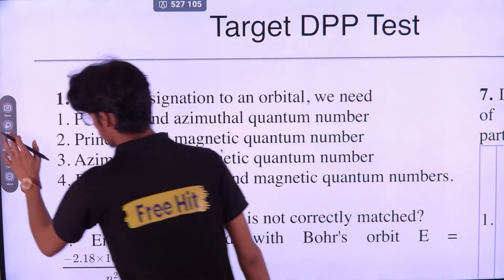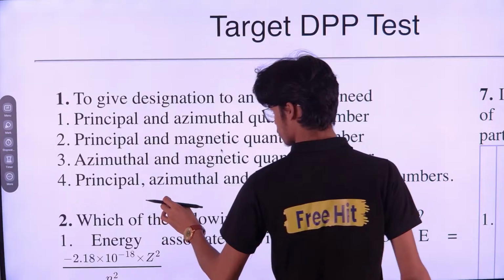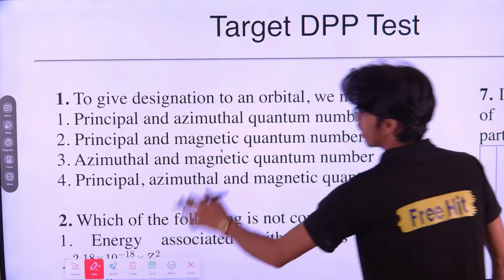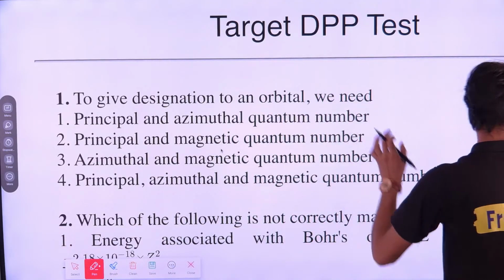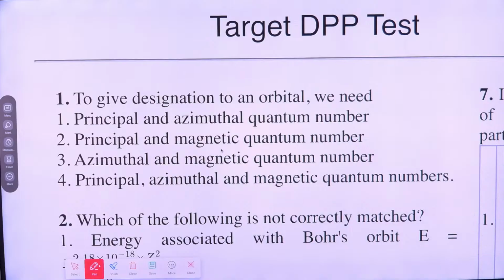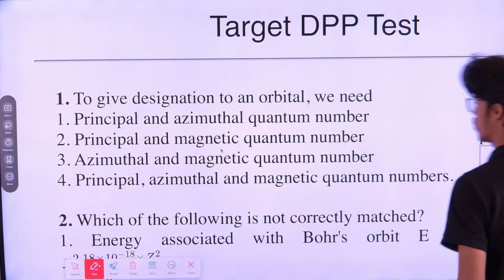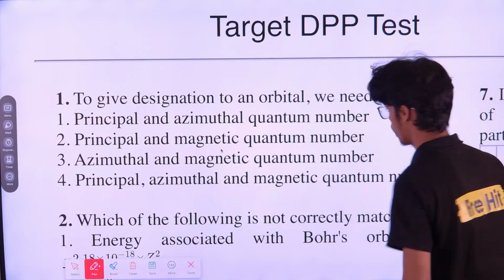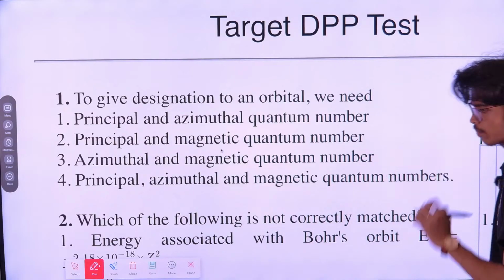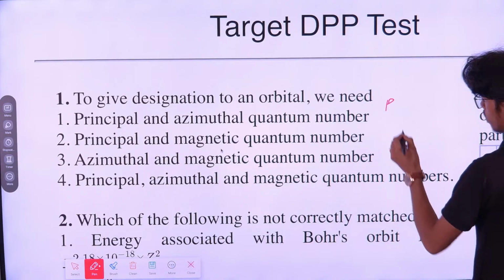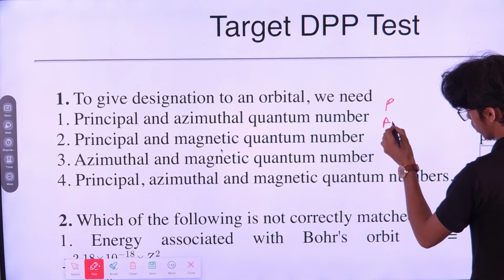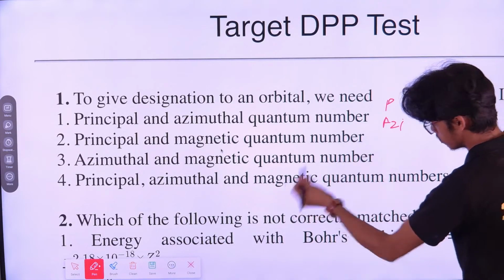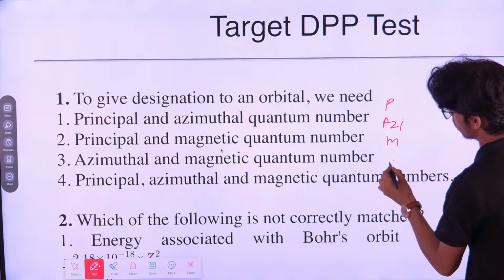Okay, so now let's do this question. Tell me, to give designation to an orbital, which things do we need? Somebody has answered option number 3, Priya has answered option number 4, and option number 4 is the right answer. Let me tell you, we have 4 quantum numbers: the principal, the azimuthal quantum number, the magnetic quantum number, and the spin quantum number.